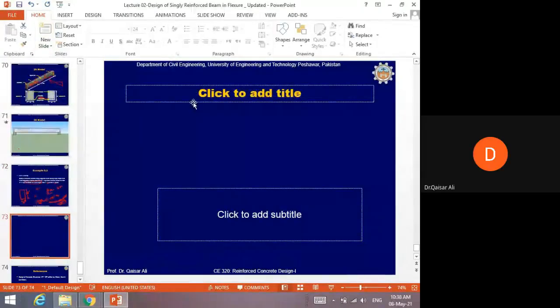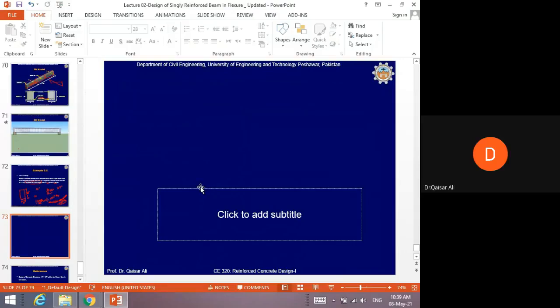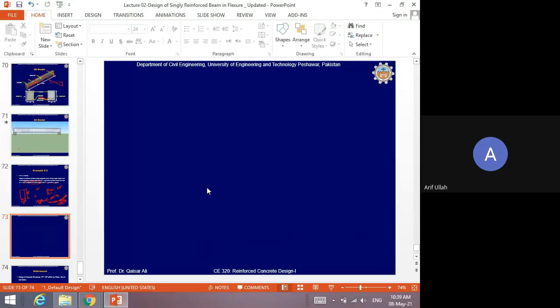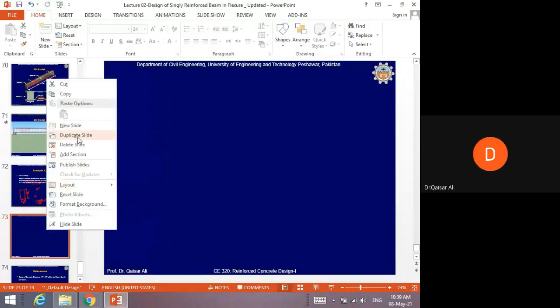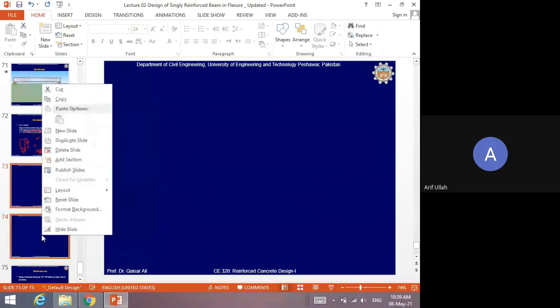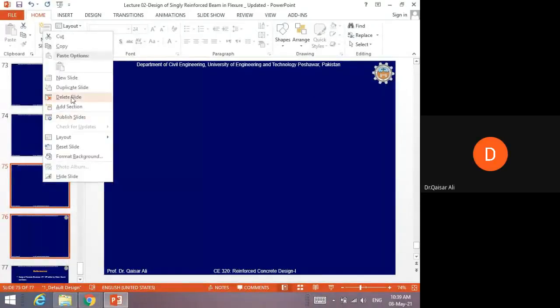Sir, area of steel 9.8 inch square. You must have made a mistake. Sir, taking a as 0.4d and 3.1 inch was taken. What value of d did you take? Sir, d is 15.5. Sir, 15.5? Sir, b comes to 24.5.